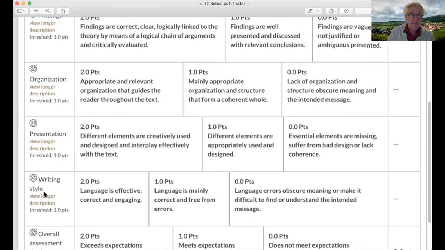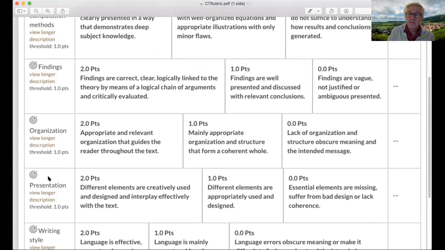For example, if we take one example here, findings, that is the results that you come up with. They can be correct, clear, logically linked to the theory. That is really great. Or they can just be well presented and discussed with relevant conclusions, or the findings may be vague or not justified or ambiguously presented. And we'll try to follow that scheme.